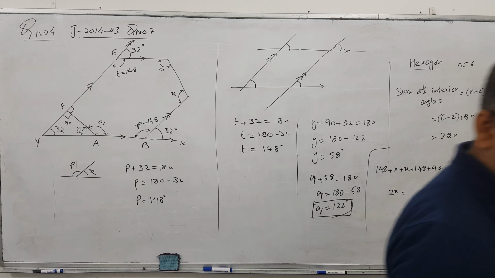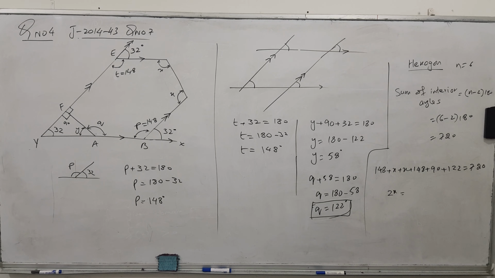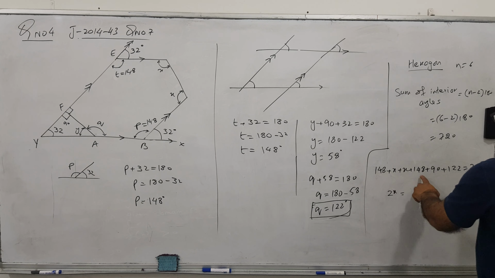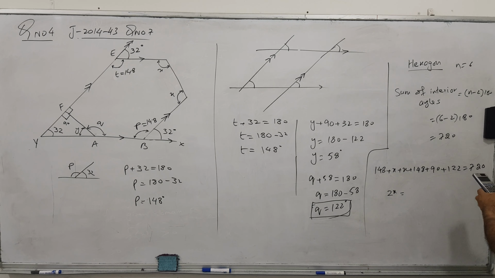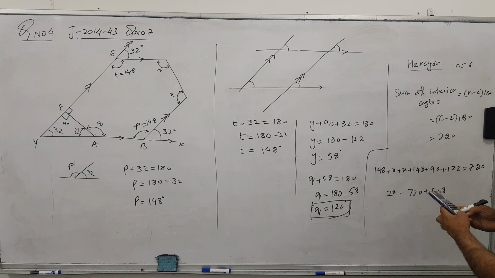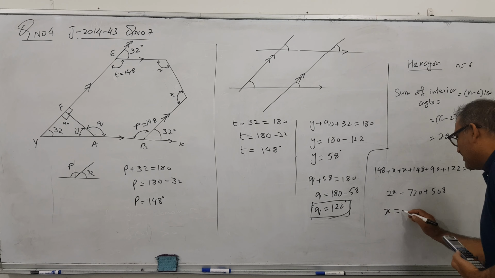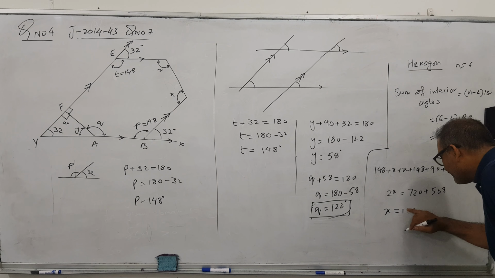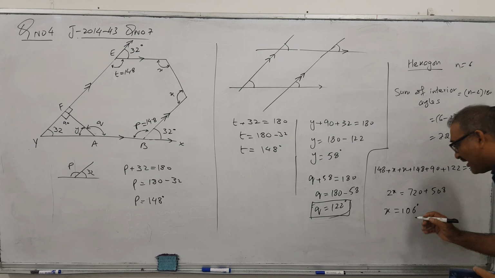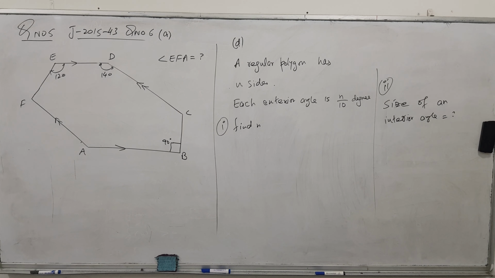Now let's check. Okay, so let's count here. Calculate 148 plus 148 plus 90 plus 122. So 720 minus 508, and divide by 2. So I got x is equal to 106. Okay, so that's it, and I think the question is very clear.